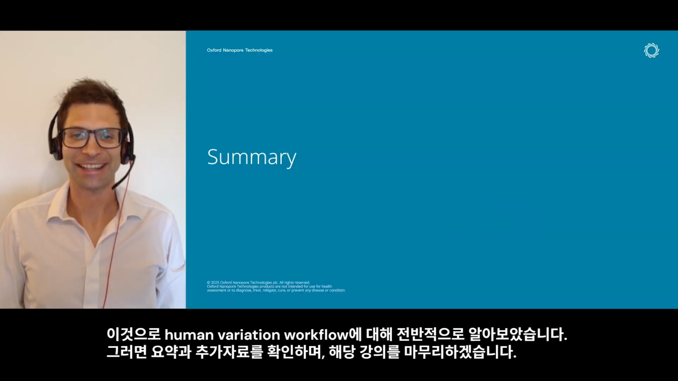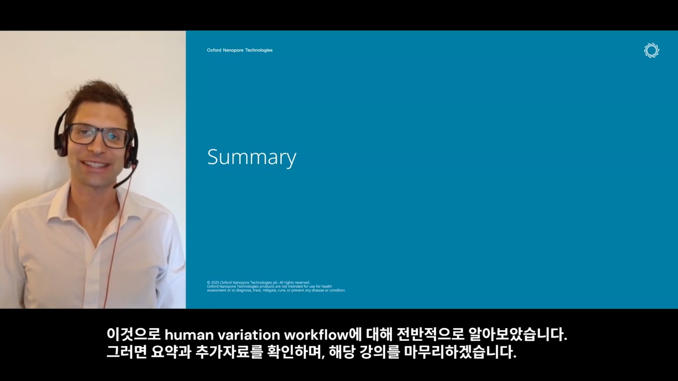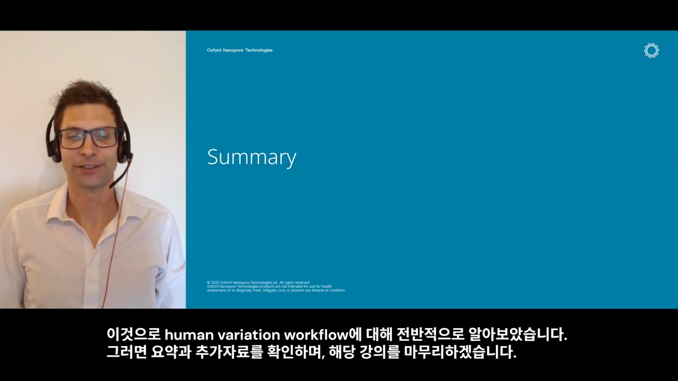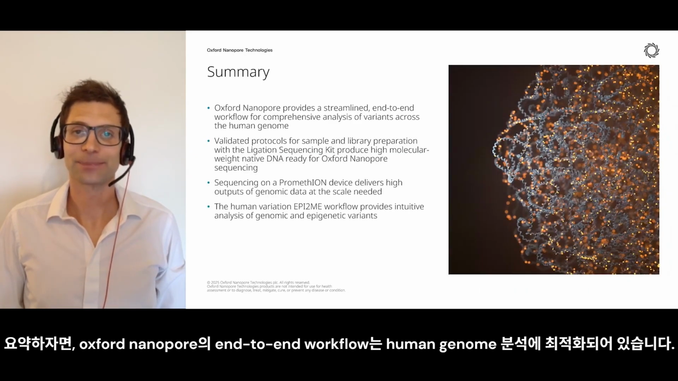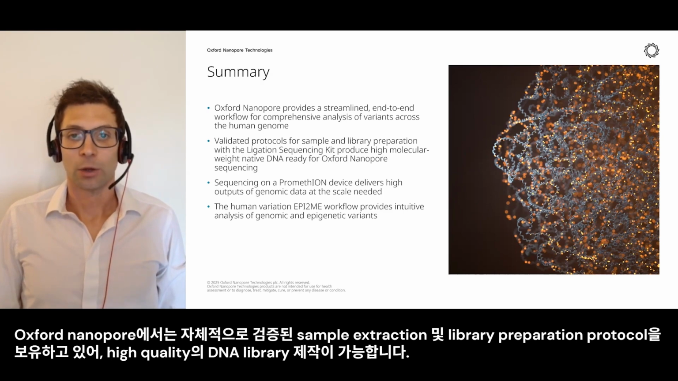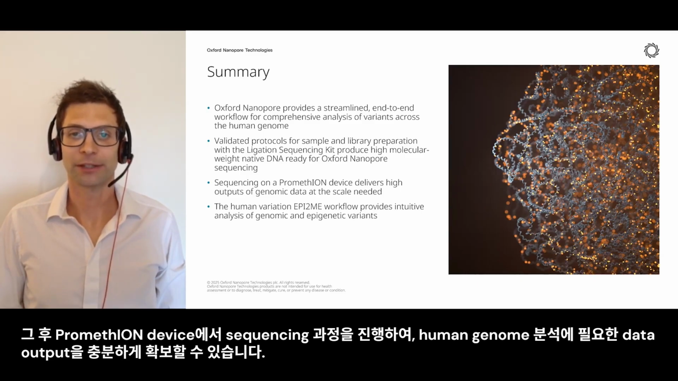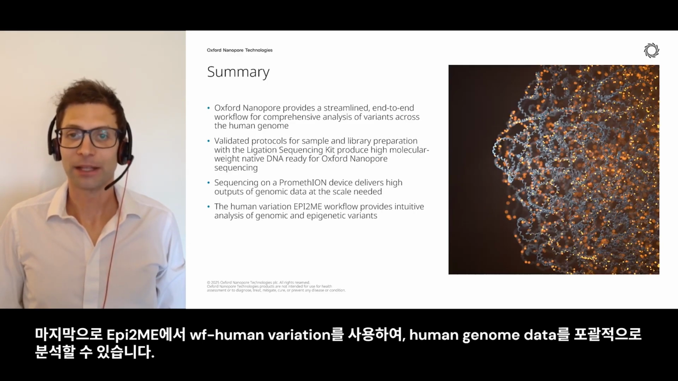And here it is. This brings us to the end of the workflow. So let's summarize and finish with further resources. To summarize, the end-to-end workflow from Oxford Nanopore is particularly well suited to the analysis of human genomes. We have validated sample and library prep protocols that generate high-quality DNA that can subsequently be sequenced on a PromethION device to generate the required amount of data. Finally, the human variation Epi2me workflow is available for the analysis of the data in a comprehensive manner.